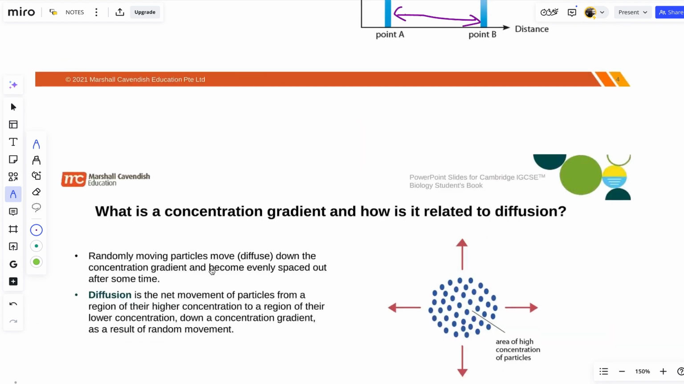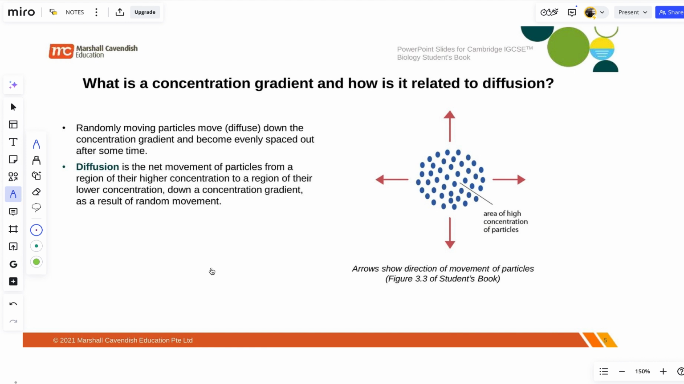Okay, now let's move to the next one. The next one says, what is the concentration gradient and how does this relate to diffusion? You can see the particles of a gas or of a molecule. Let's just call it a molecule. You can see the particles that this substance contains. And now these particles are randomly moving particles. When we say something moves, we mean something diffuses. They move down the concentration gradient and become evenly spaced out after some time, right? They continue to move and they will be spread out.